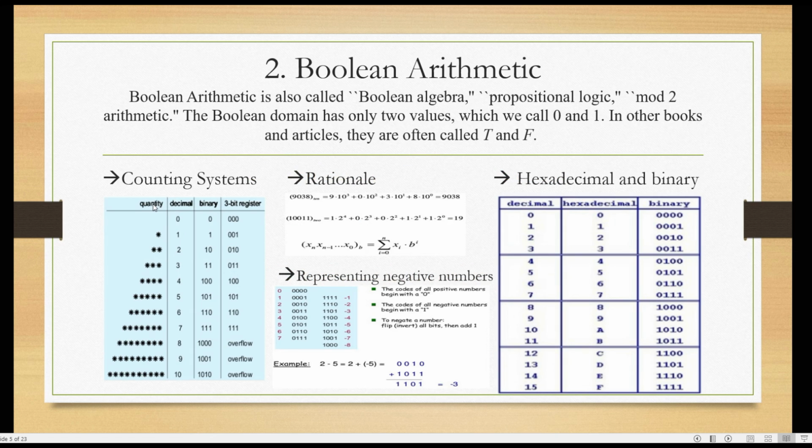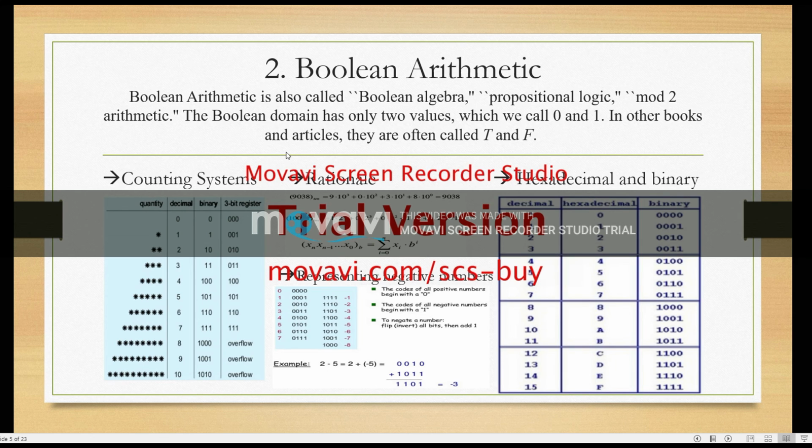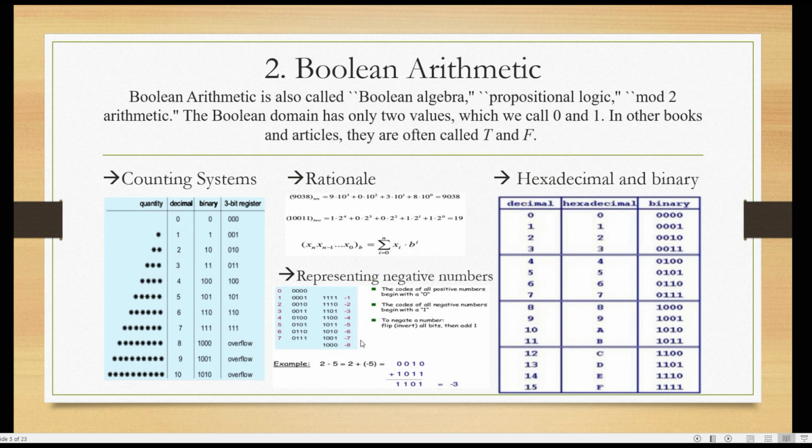So we have here counting systems: rational numbers, representing negative numbers, hexadecimal and binary. Counting numbers is given in this way. Rational numbers means converting decimal, hexadecimal, octal into one number. Representing negative numbers means negative numbers can be converted into a digit using 2's complement. Here we have the 2's complement.